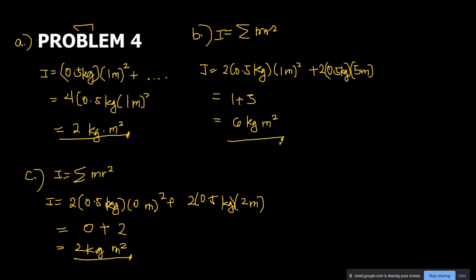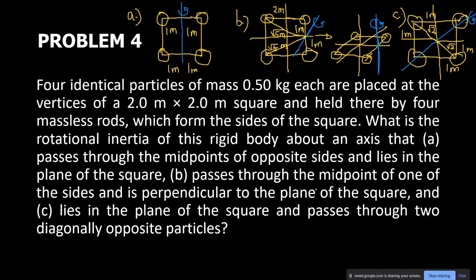Did you get it? So you have 3 answers here: 2 kilogram meter squared, 6 kilogram meter squared, and 2 kilogram meter squared, for A, B, C respectively.